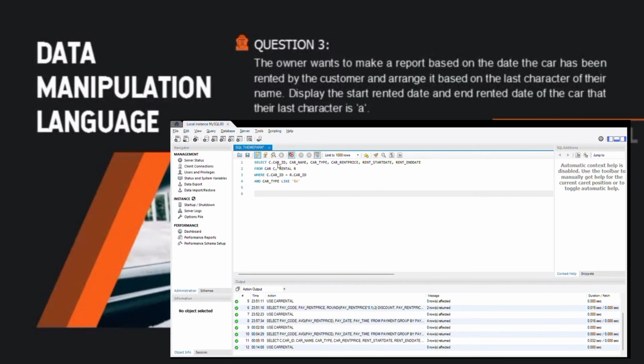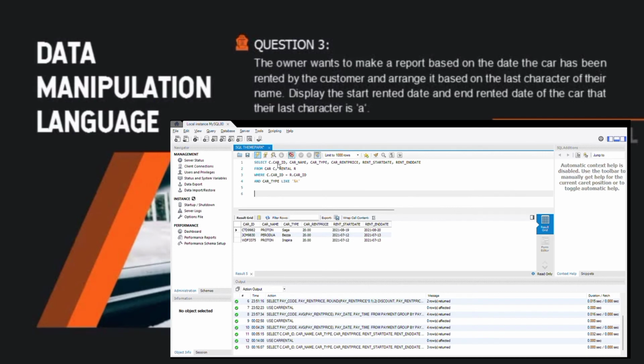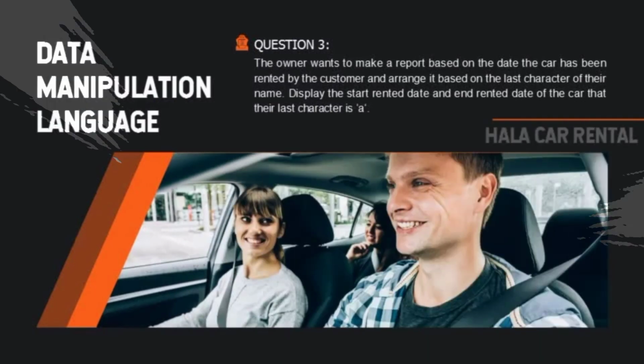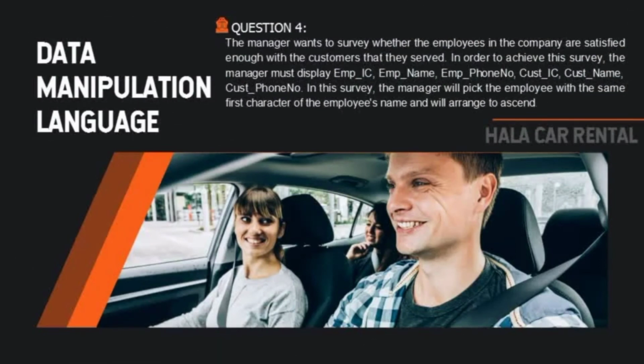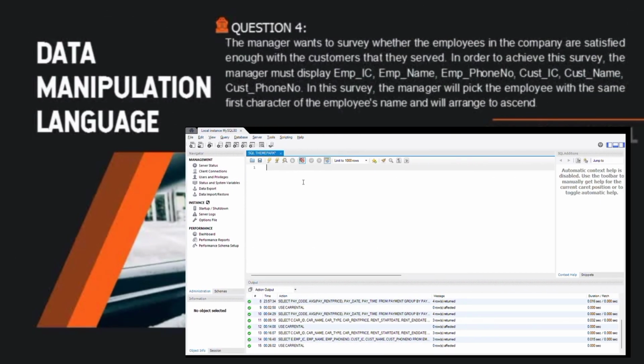and the condition is car with their last character is A, so we put the command car type like apostrophe %a and apostrophe again. So the display will look like this. We go to the fourth question.